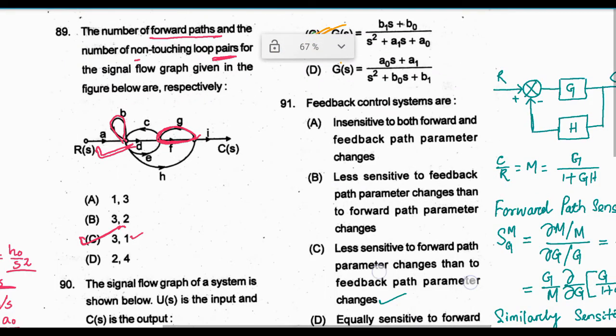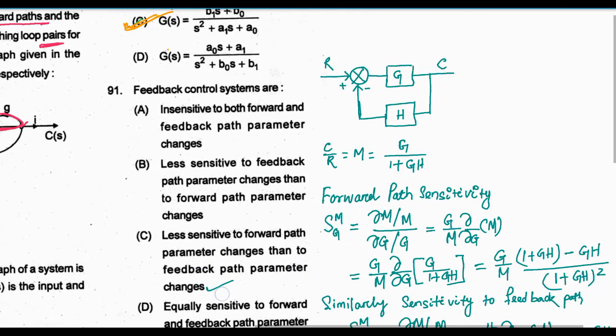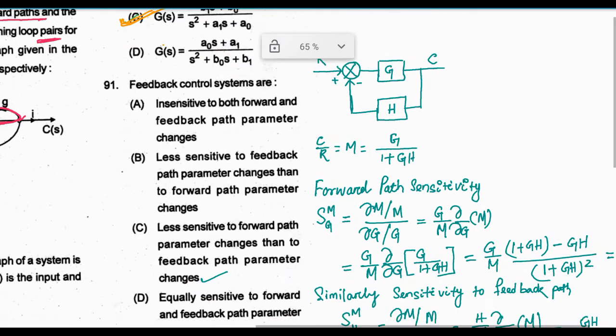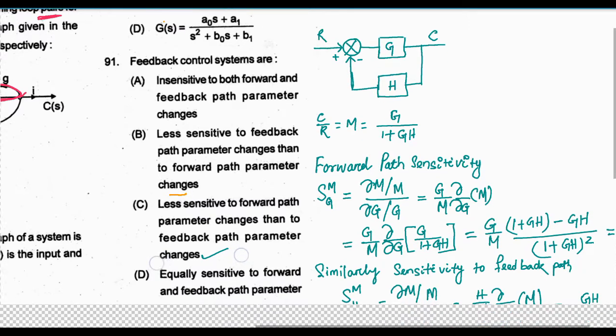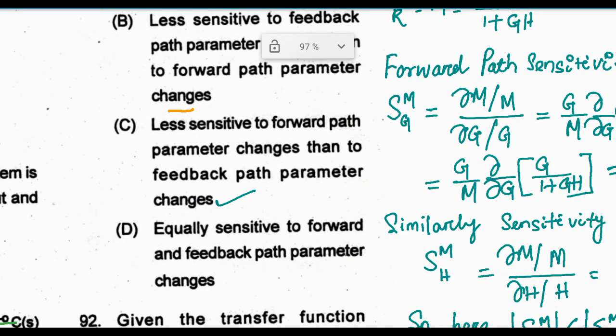Next is: feedback control systems are insensitive to both forward and feedback path parameter changes. Option B, less sensitive to feedback path parameter changes than the forward path parameter changes. Next is option C, less sensitive to forward path parameter changes than to the feedback path parameter changes. Option D, equally sensitive to forward path and feedback path parameter changes. So what is being asked in this question?